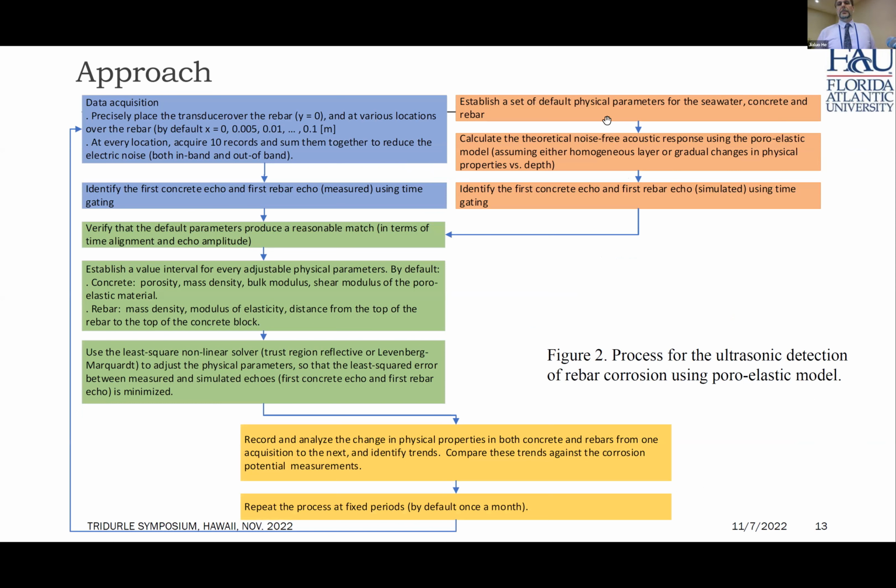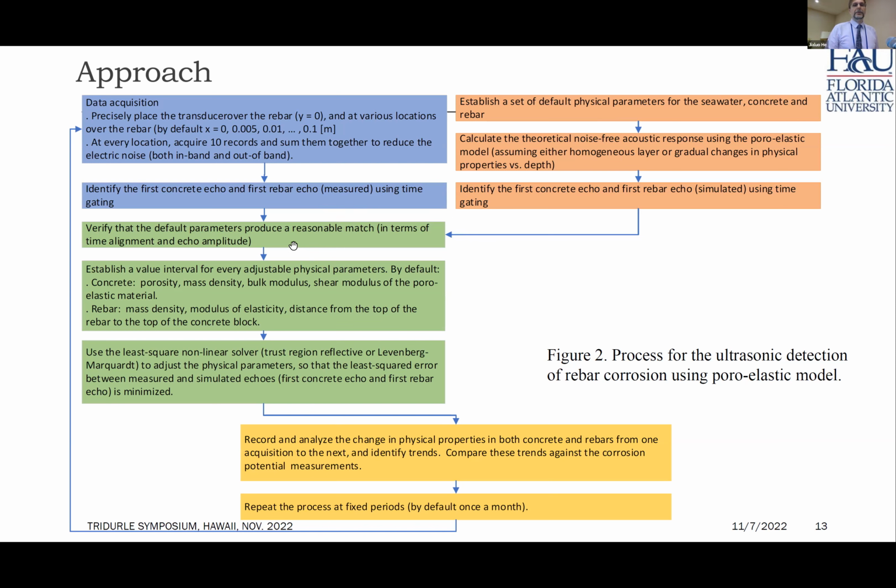And in salmon color over here, based on the default set of physical parameters, we calculate the theoretical noise-free response in the concrete, reinforced concrete and rebar using the Poro-Elastic model. We verify that the initial setting and the measurement produce at least a reasonable result, so that we start from something at least decent.